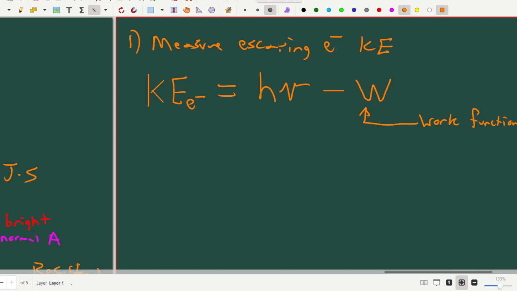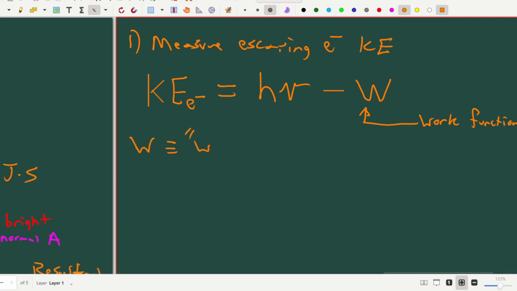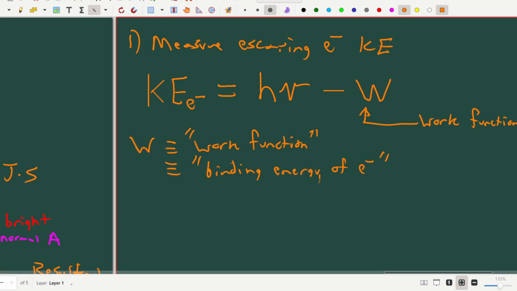And you can think of this as how much energy it takes to take an electron off, right? So this W is called the work function. Or you can think of it as the binding energy of the electron in the metal. Or, if you think about the periodic table, this is the ionization energy of this material.